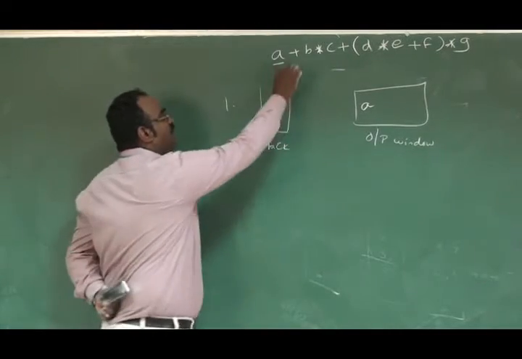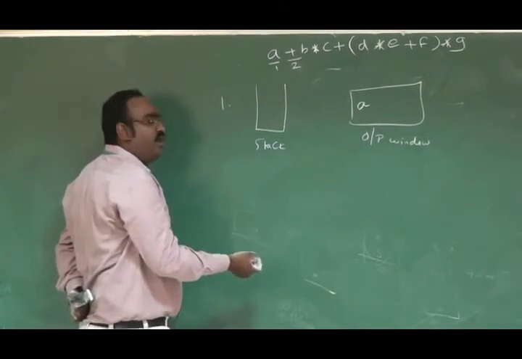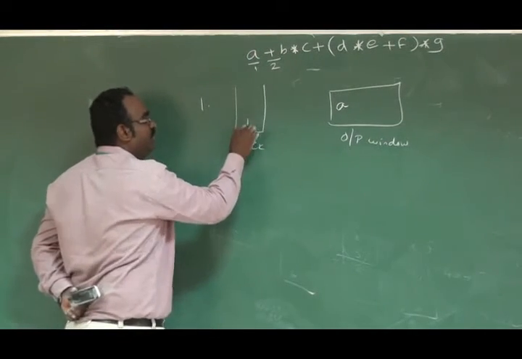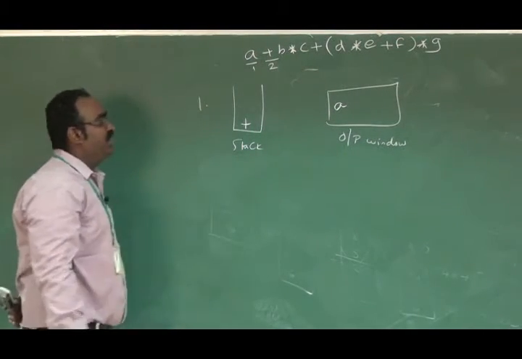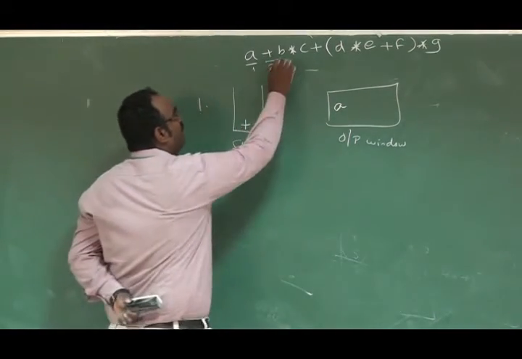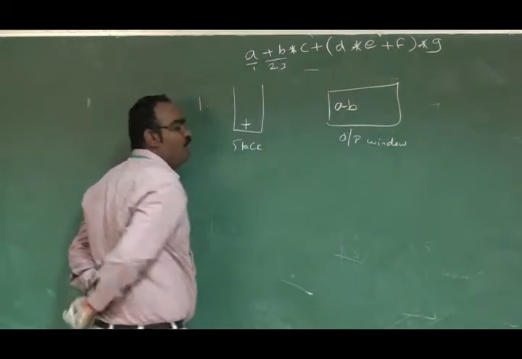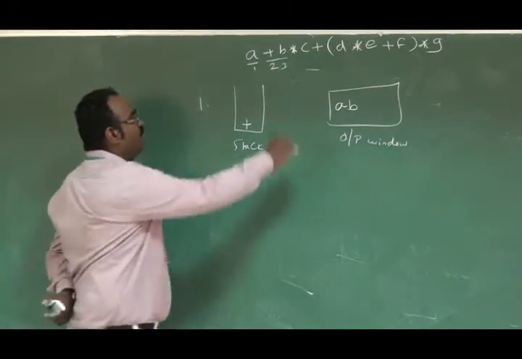So now the next one is plus. Plus is an operator, so immediately we push the plus into the stack. Now the third one is B. B is an operand, so we move it to the output window. Right. So now what is the fourth one?